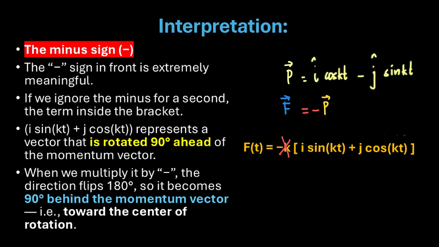Some of us might still be finding this confusing. Let me make it more clear. When we multiply it by a negative, the direction flips. The direction flips like this. So it becomes 90 degrees behind the momentum vector.